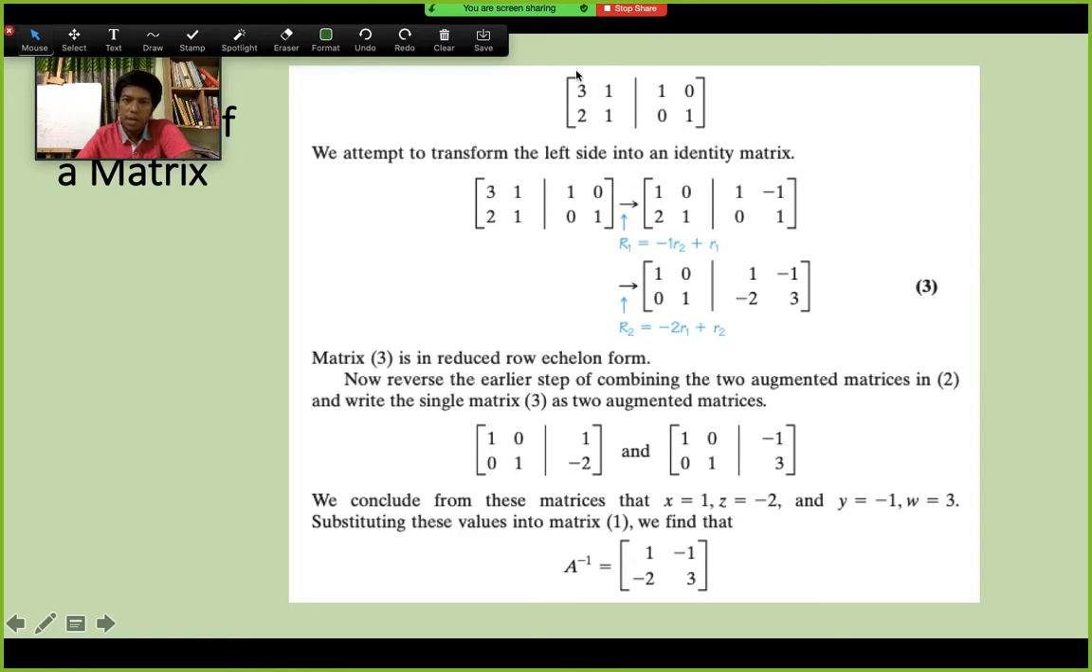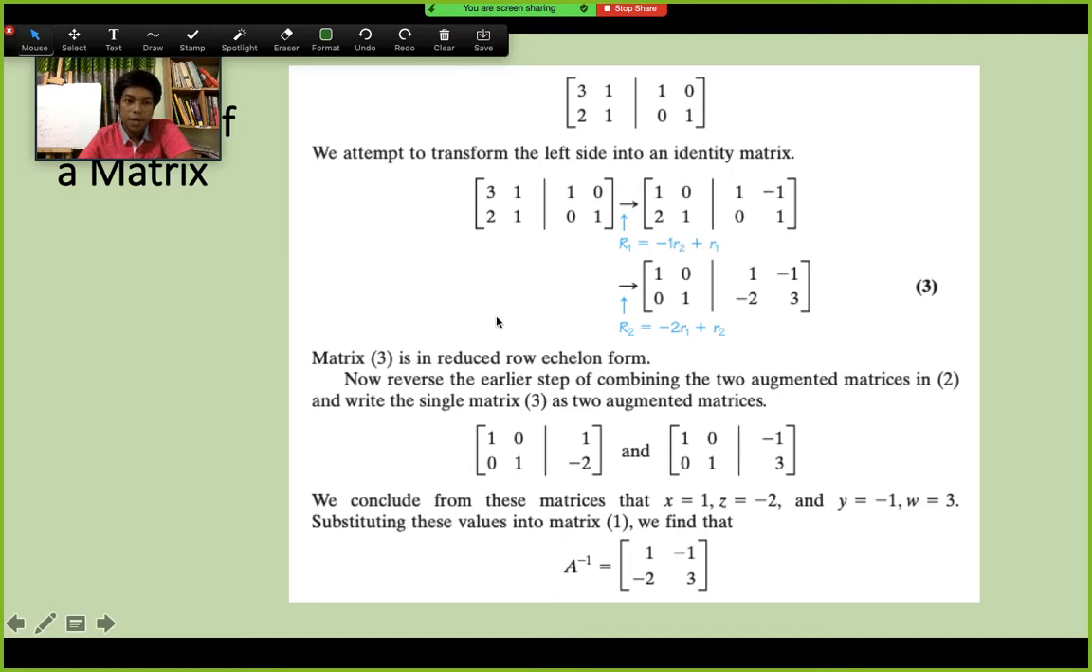Now we have this, and based on our rule, we have to make the left side an identity matrix, and we will do some operations. From the operations, we will try to make our left side the identity matrix, and whatever comes on the right side will be the answer. So here you see this side became the identity matrix 1 0 0 1, and this side is the answer. 1 minus 1 minus 2 3. This is the answer simply.